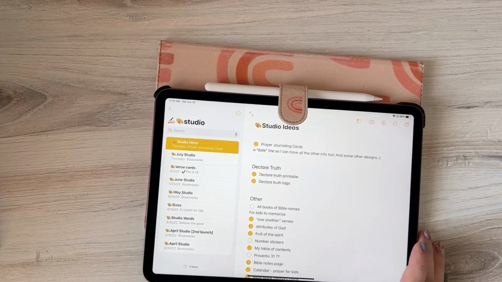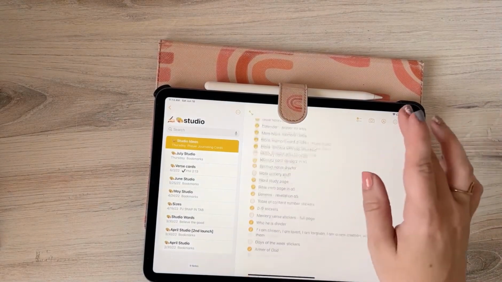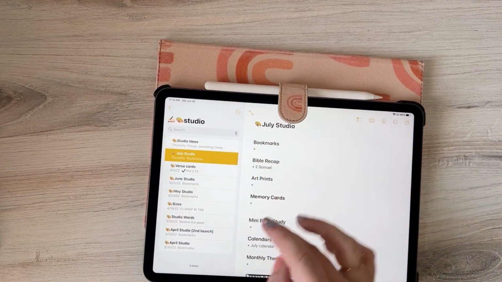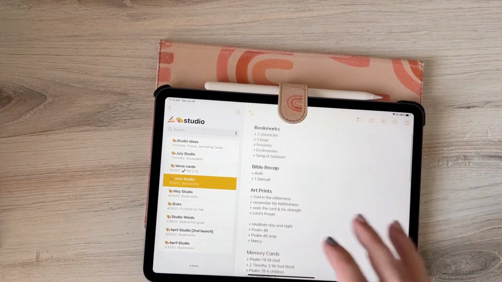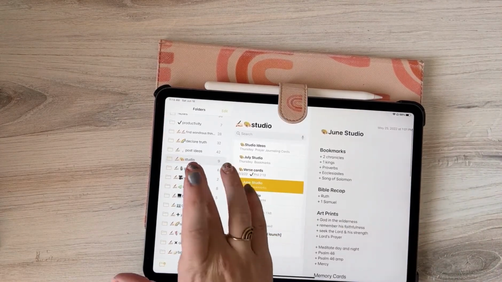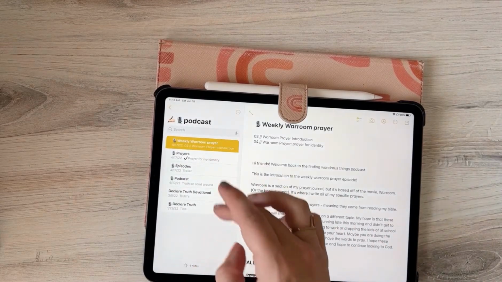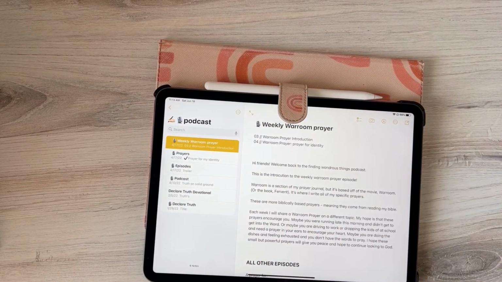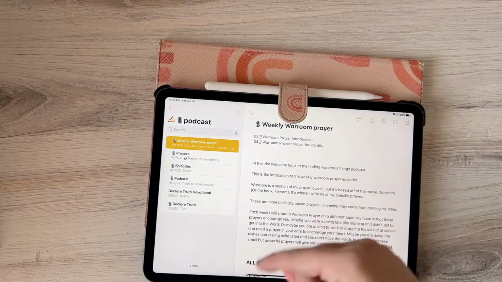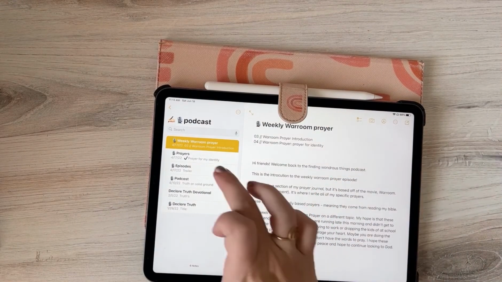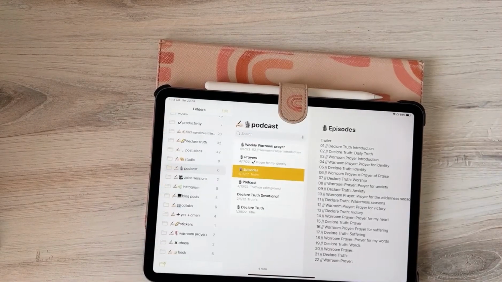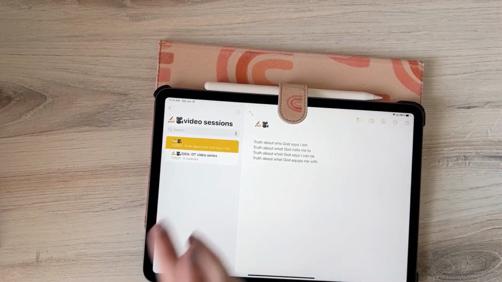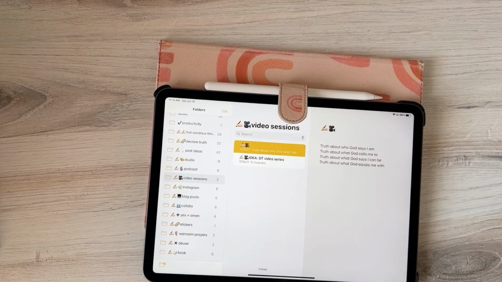To organize my studio, I have all my ideas, and then I always type out what is going on every month so I can share it with you guys. Podcast. When I'm doing my podcast, I usually say the same intro, and so I actually read off of this. And then I also know how I organize them. And then that's ideas for some video sessions.